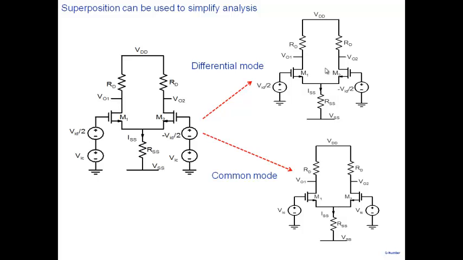So we analyze this one, and we find out all the voltages and currents. We analyze this one, we find out all the voltages and currents. The net voltage here will be the sum of the voltage that you arrive at here, plus the voltage that you arrive at here. So superposition is what we are using. So analysis then is differential mode and common mode.